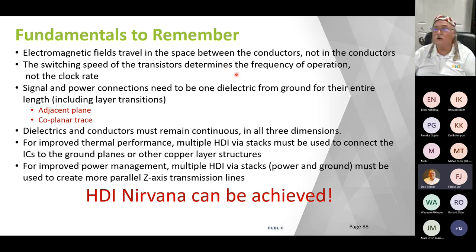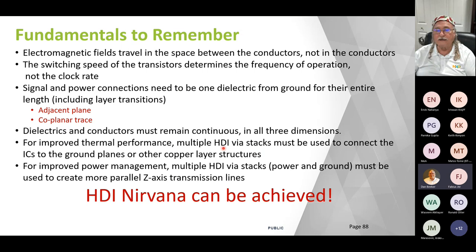That's why you need to know all these switching geometries, because the transistor switching speed is a function of two things. One is how hard you're driving the gate, which is obvious, or the physical three-dimensional size of that transistor. The other thing: signal and power connections need to be one dielectric and ground the entire link. You need to see continuous conductor, continuous dielectric, switched conductor from the switch back to the supply, and it must be continuous in all three dimensions. With HDI via stacks, you're going to have to use multiple parallel HDI stacks to achieve similar mechanical connection between ICs and the ground planes that you would see automatically with drilled vias.